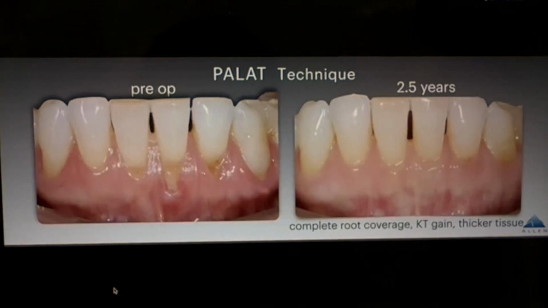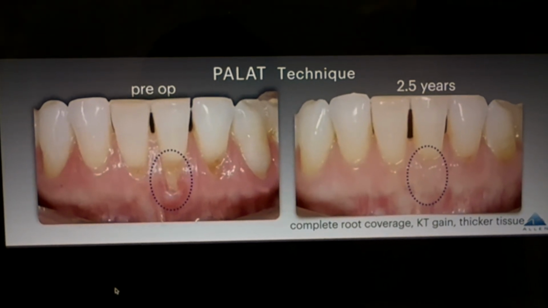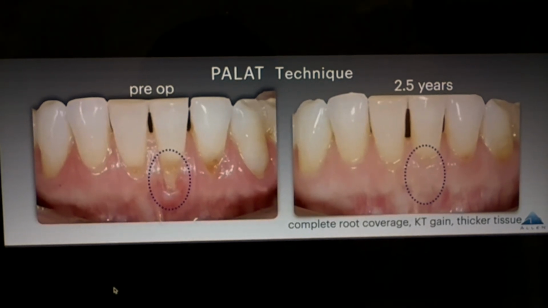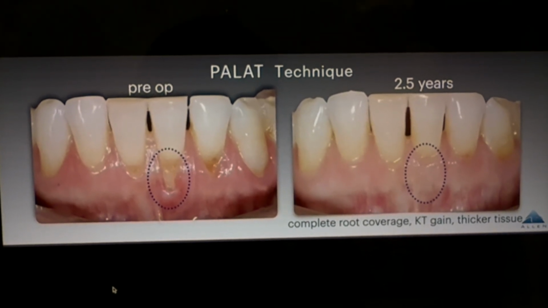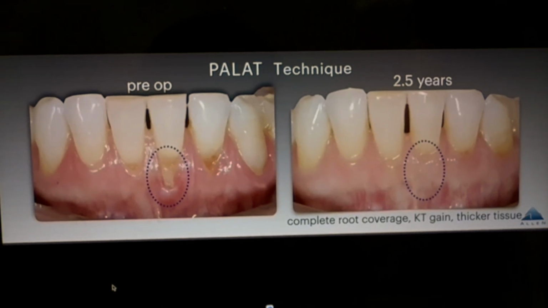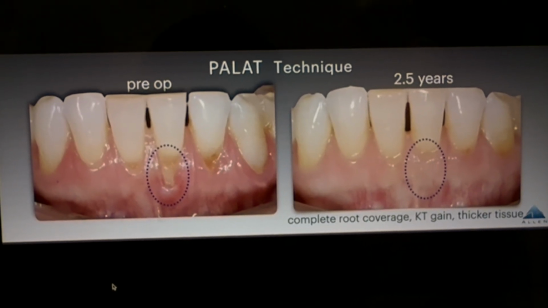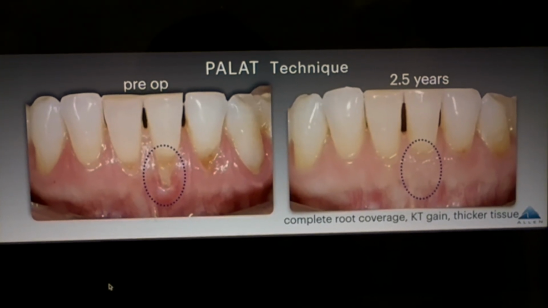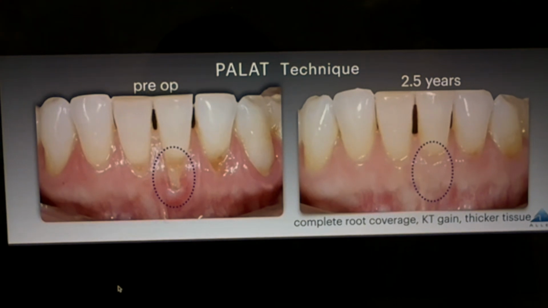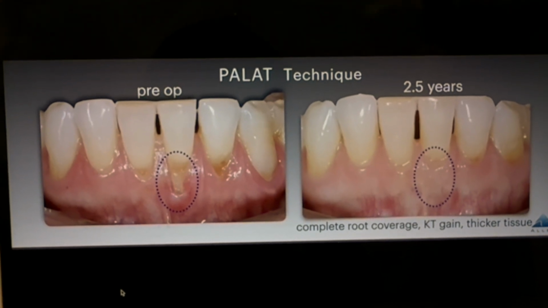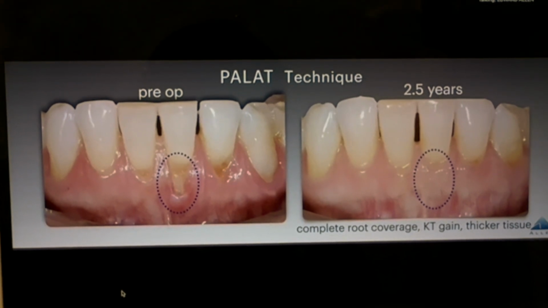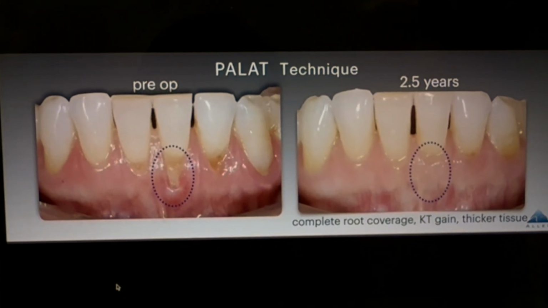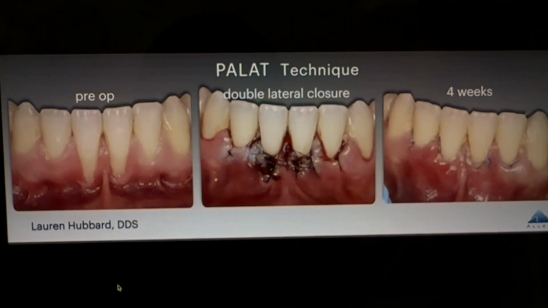I'd like to also show you here, because I just shot this picture this week, and she's at 2.5 years currently, and you see complete root coverage. And because you're swinging the papilla tissue, the keratinized tissue in the papilla to the midline, you have a nice thick keratinized tissue margin. I think this is a real benefit of this technique in the lower anterior. And once again, I use this for shallow recession too, just to have a better outcome.